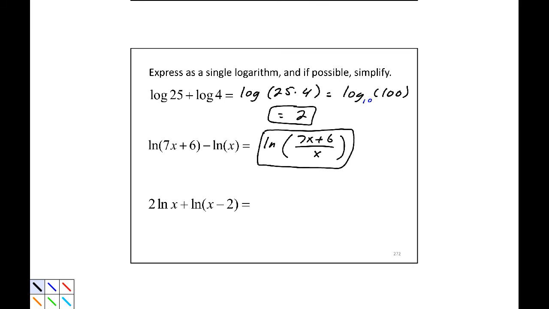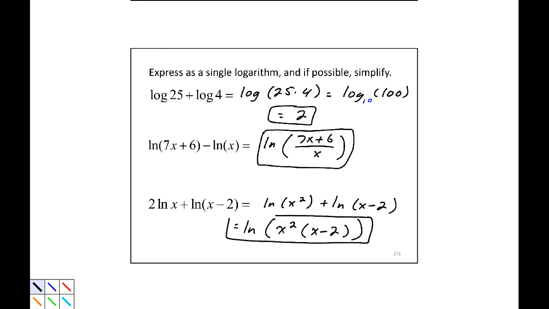Now for our last example on this slide, we have 2 natural log of x plus natural log of quantity x minus 2. Again, we want to go to our power rule first, so this would be natural log of x squared plus natural log of x minus 2. Now, because we have a sum of 2 logarithms, we can write this as natural log of the product of x squared and the quantity x minus 2. I'm going to put that in parentheses twice to be very clear about what my argument is.